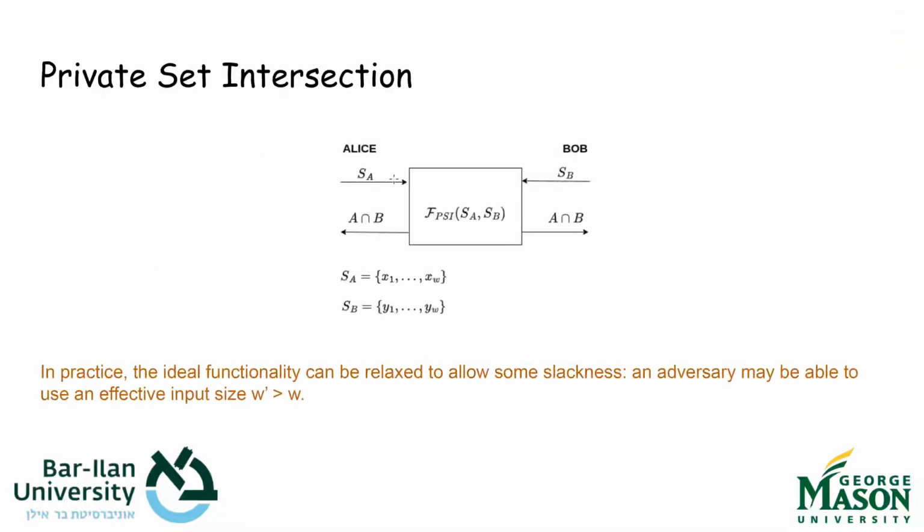First, I'd like to introduce the private set intersection problem briefly. The PSI ideal functionality takes input from Alice and Bob. It has a set size W. The functionality then computes the intersection between the two input sets and gives the output to Alice and Bob. In practice, the ideal functionality can be relaxed to allow some slackness, where an adversary may be able to use an effective input set size W prime greater than the agreed upon W.